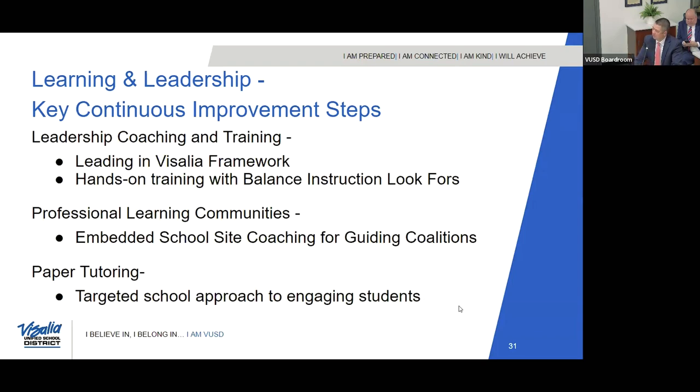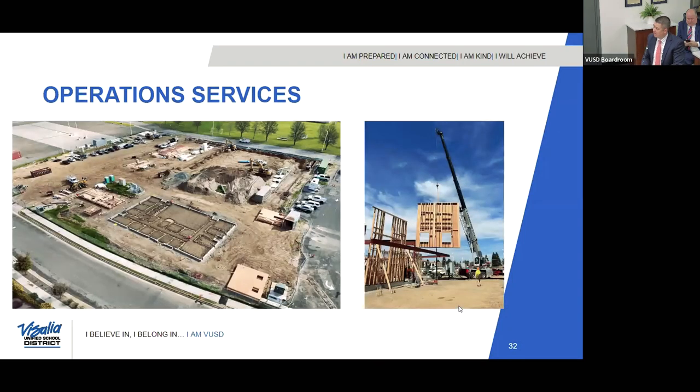Last but not least, professional learning communities, PLC work. We continue with the embedded coaching, specifically at school sites. It's been very powerful there. And again, we're targeting specific schools and going in and talking to students about Paper to continue to build that capacity. So that's that. At this time, I'll have Eric Kerr, CEO.